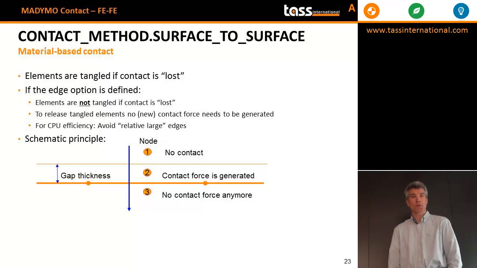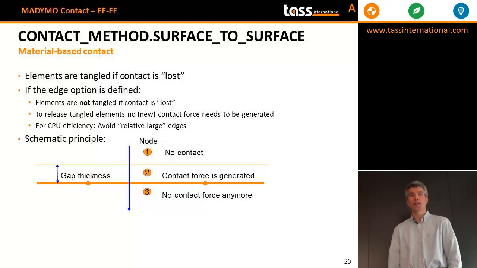The surface to surface looks at first sight even less attractive if you compare to node to surface or the node to surface Gar. Again, you have situation 1, no contact. Situation 2, it's entering the gap and a contact force is applied. If it's passing the element surface, let's put it simple, there is no contact force applied anymore. In real, it's gradually reduced, because otherwise you will get instabilities. Well, this doesn't look that attractive.